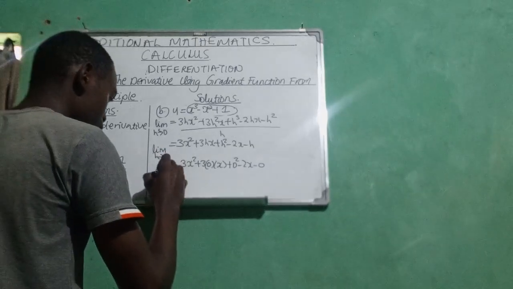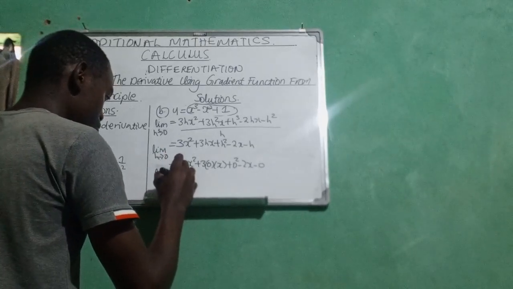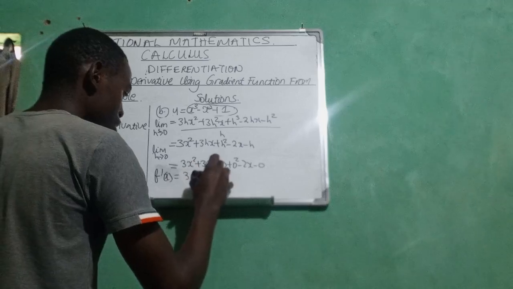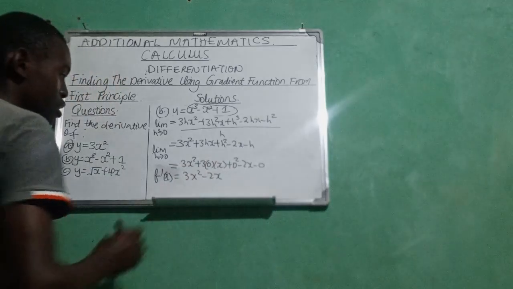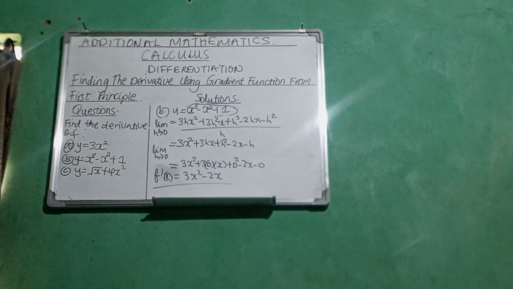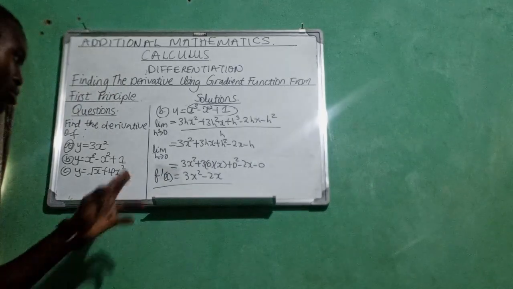Therefore, f prime of x is equal to 3x squared minus 2x. And this is your final answer using first principles. This is your derivative.